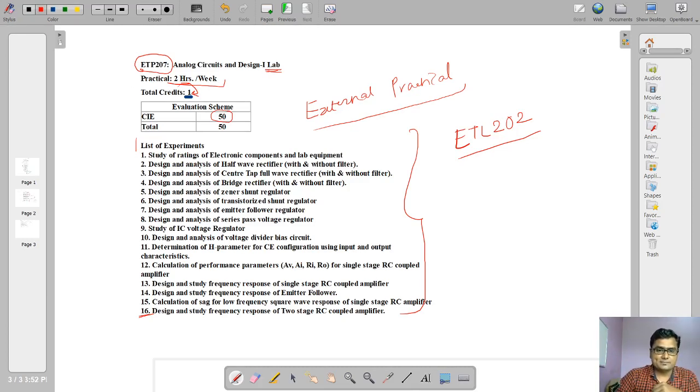The first experiment is mandatory: study of ratings of electronic components and lab equipments. It means before starting with the next experiments in the list, my motto is that you should be very clear about the handling of lab equipments, and very much aware of the components you are supposed to use in the practicals. For example, if you are using a BJT, you must know that it is a BJT, that it has 3 terminals: base, emitter and collector. If it is a diode, you should firmly say that it is a diode, this is the cathode, this is the anode.